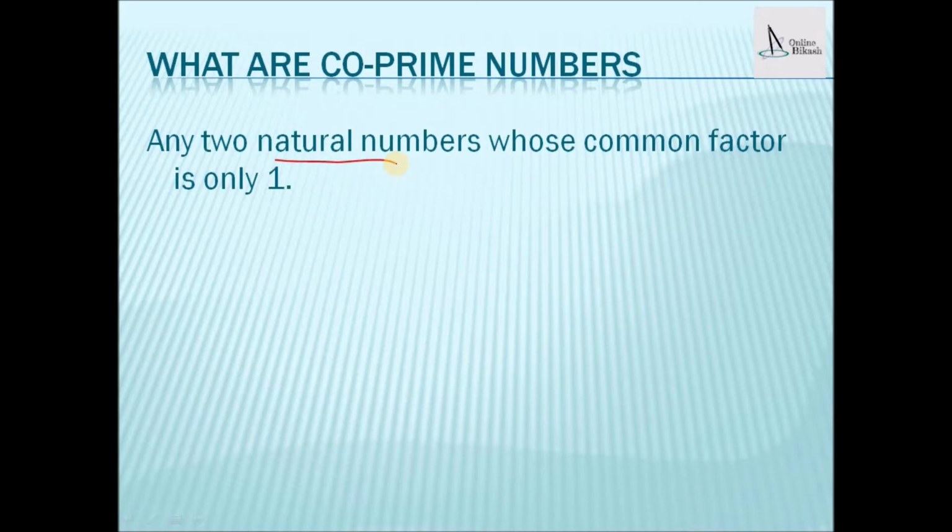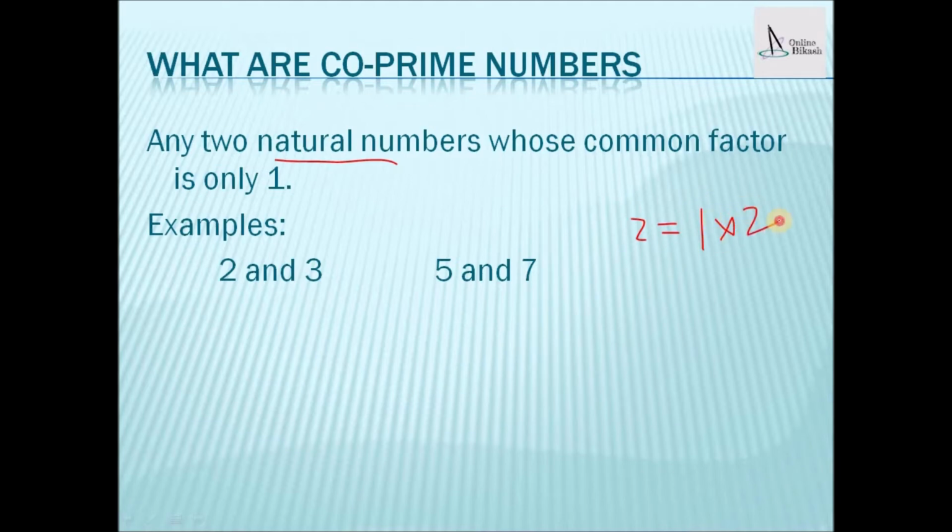So let us see what co-prime numbers are. Any two natural numbers whose common factor is only 1. You have some examples, 2 and 3. Let us discuss this 2 and 3. What are the factors of 2 and 3? The factors of 2 are 1 and 2, and the factors of 3 are 1 and 3.